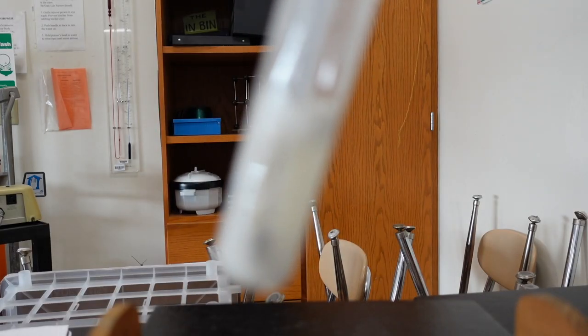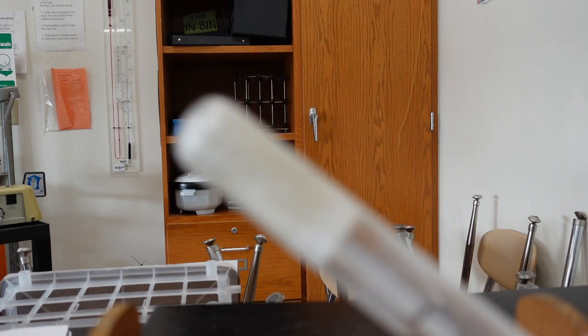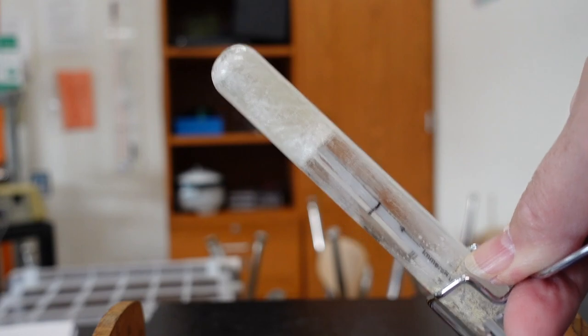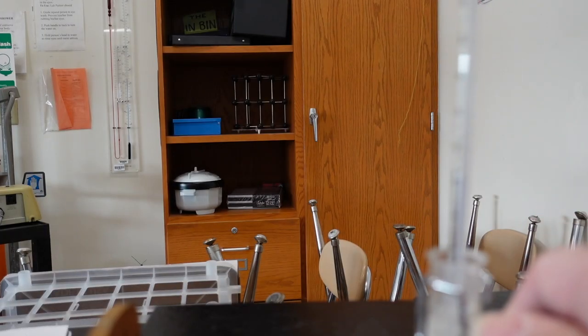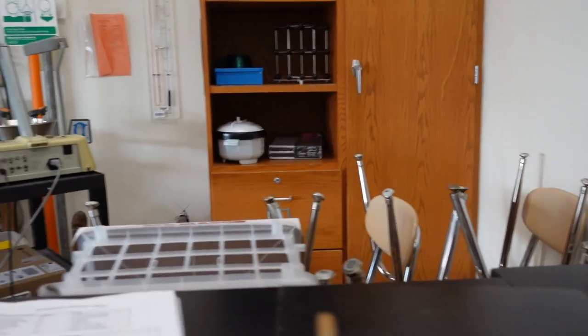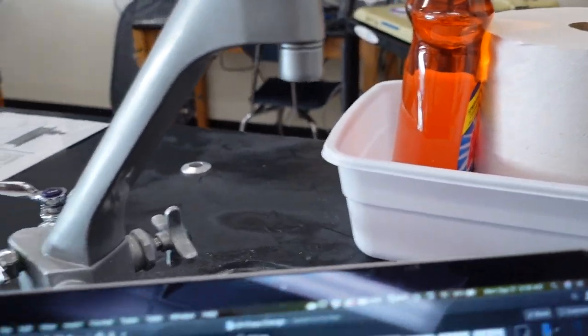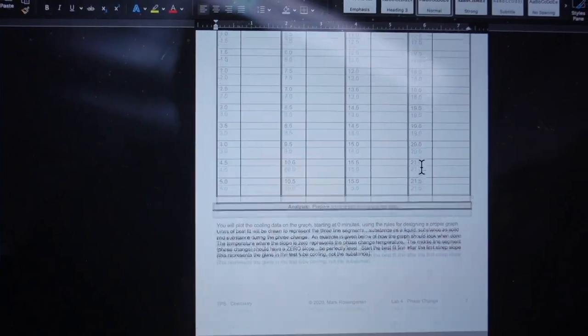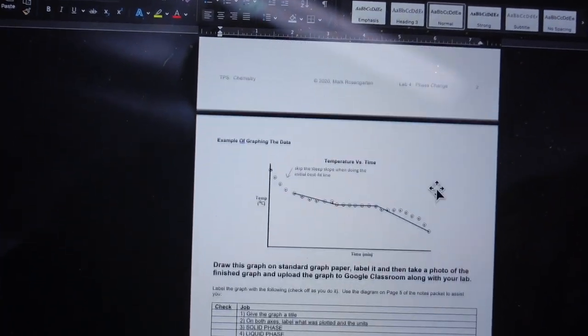Take a look at this. The substance has completely re-solidified. All right, so now it's completely re-solidified and we can go ahead. Make sure you've got all of your data recorded and then you can create a graph.